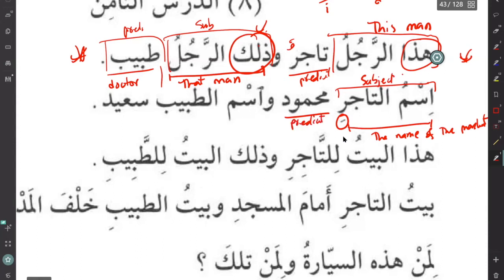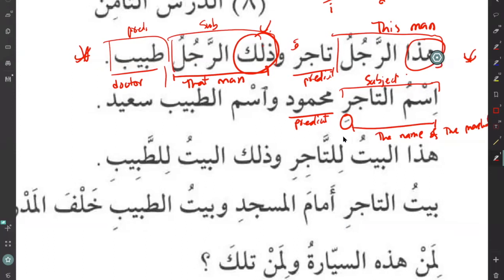Now, is the predicate definite or indefinite? Definite, but we spent whole rules trying to convince you the predicate needs to be indefinite. So what is the exception? Why is it definite here? It's a proper name. That's it. If you understand that, alhamdulillah, this book is fine. I don't think this book will give you any other exceptions where the predicate is definite. Clear? So the name of the merchant is Muhammad, and the name of the doctor is Sa'id. Ismu tabibi Sa'idun.